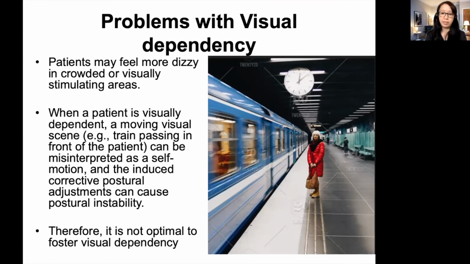It's also disturbing to patients who are visually dependent, such as this lady here in my picture. If she uses the train as her stable point, and the train starts moving, she may suddenly feel like she's falling off. And if she's standing too near the edge of the train track, she can actually fall down into the tracks, which becomes very dangerous. So therefore, it is not good to foster visual dependency.